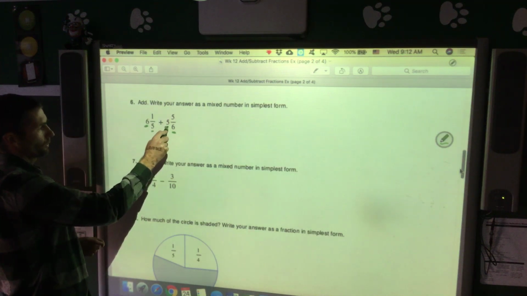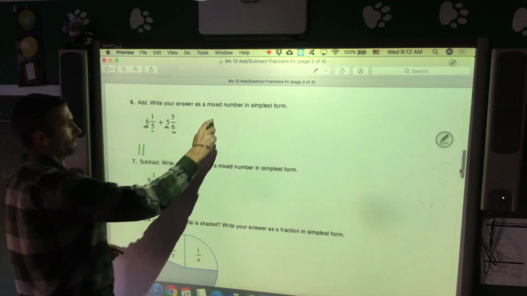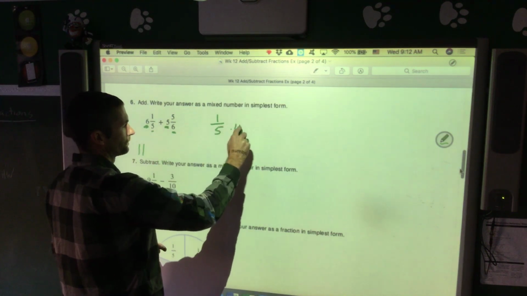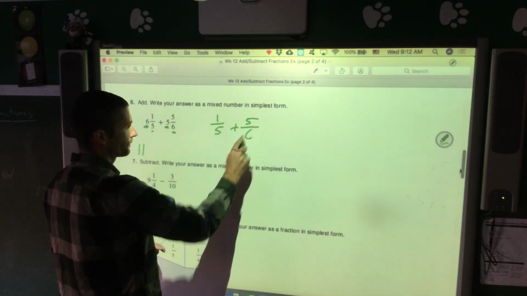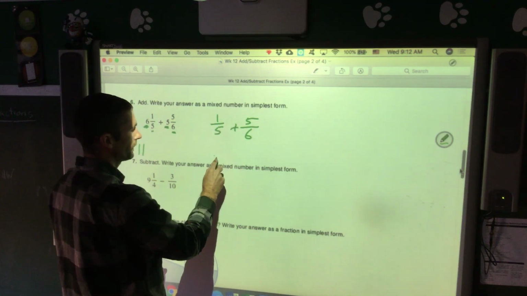I'm going to do the way where I'm just going to add 6 plus 5 is 11, and then I'm going to add 1/5 plus 5/6. You can do the other way, it takes a little bit longer. Okay, a common denominator with 5 and 6 would be 30.